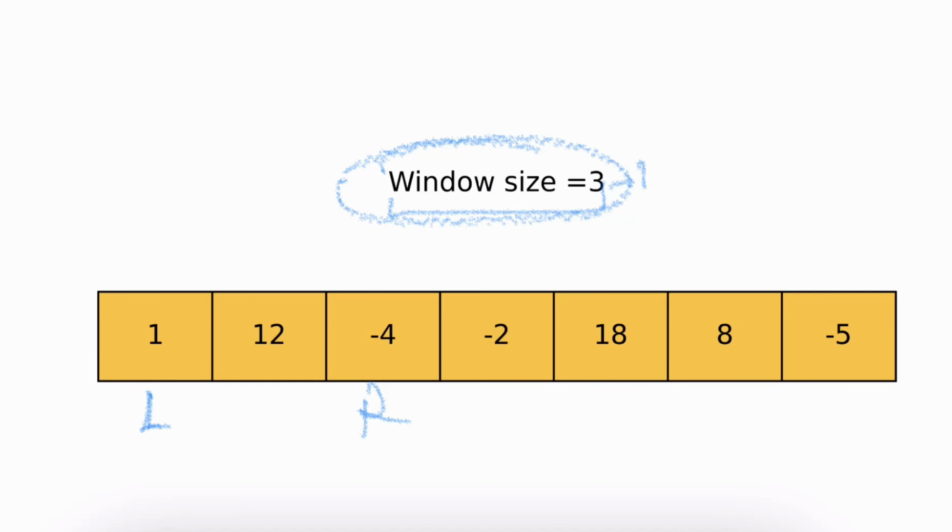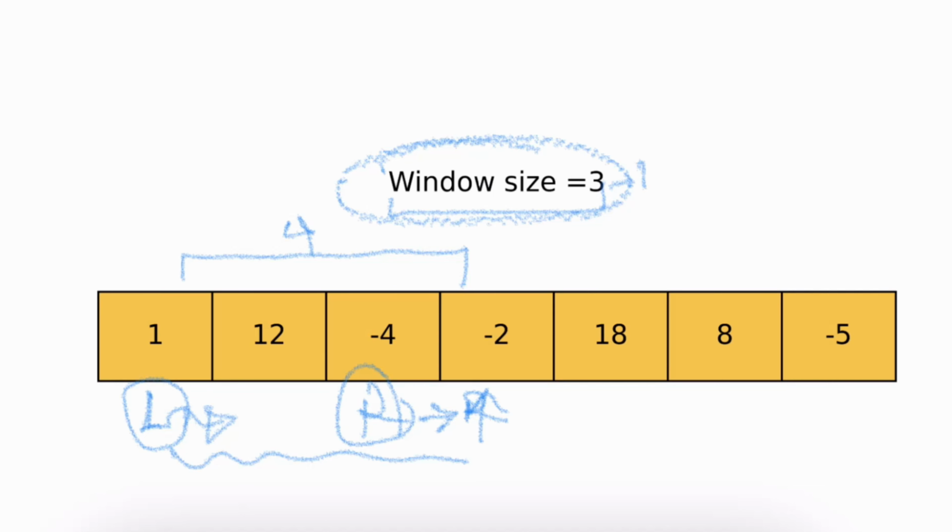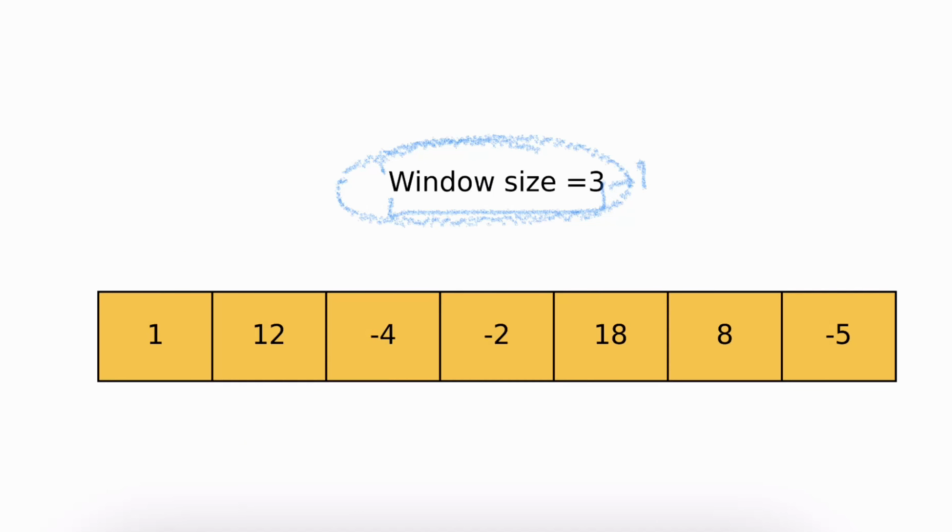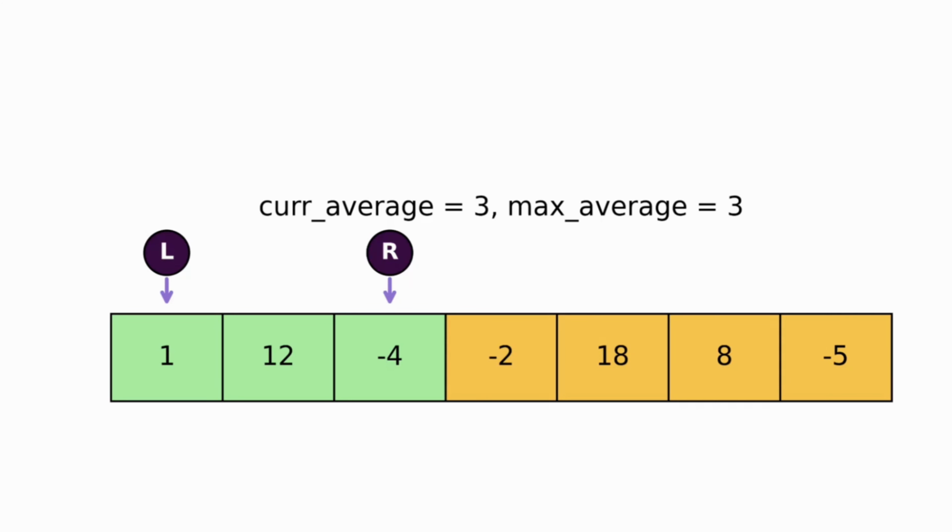We cannot only increase the right pointer to here and not change the left pointer, since in this scenario the window size increases to 4. Or we cannot change the left pointer and keep the right pointer at the previous position, since in this scenario the window size is 2. So at each step of our solution, we have to increase our left pointer and right pointer at the same time to keep the window size constant. Okay, so the left pointer is at 0, the right pointer is at this one, and our current average is 3. The maximum average is also 3.